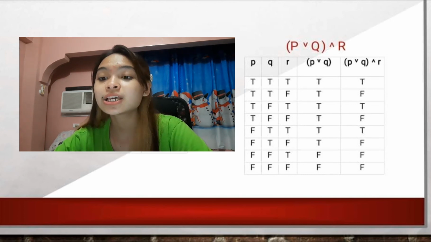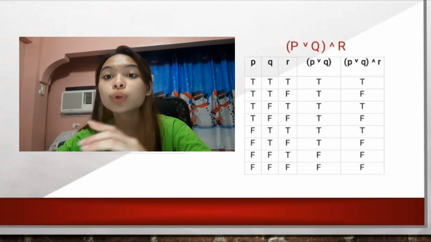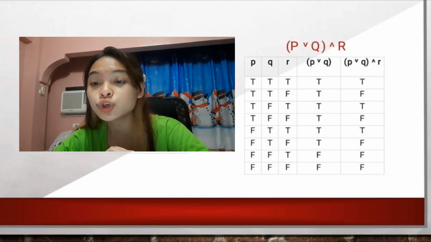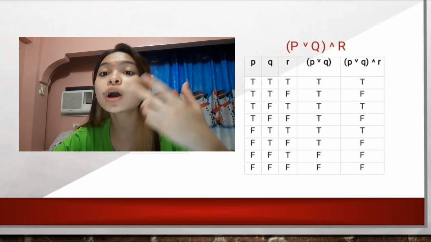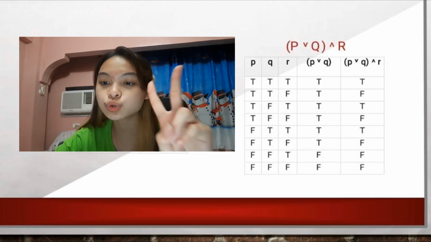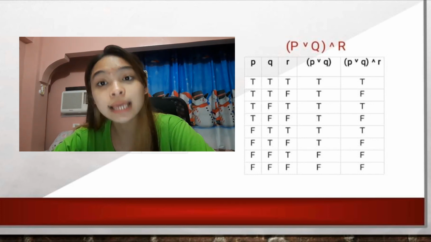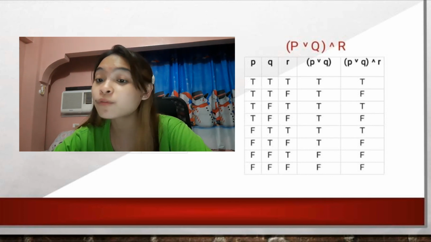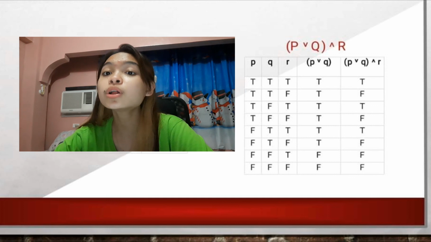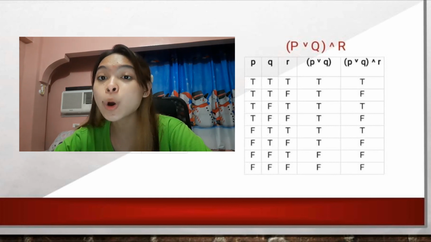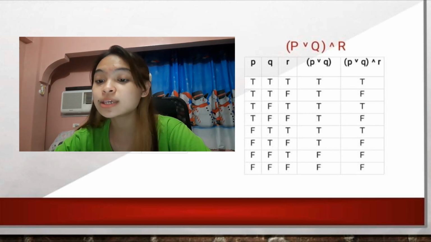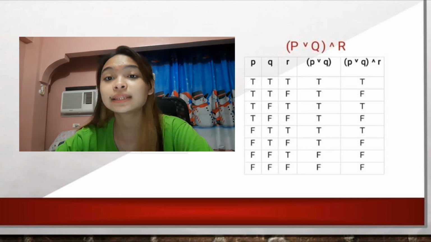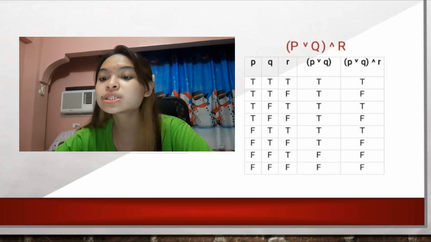The next is you'll find the whole symbol. So P or Q and R. So for and, the truth table must have both true. So TT is true, FT is false because the rule of and should have both true. Then TT is true, FT is false, TT is true, FT is false, TF is false, FF is false.